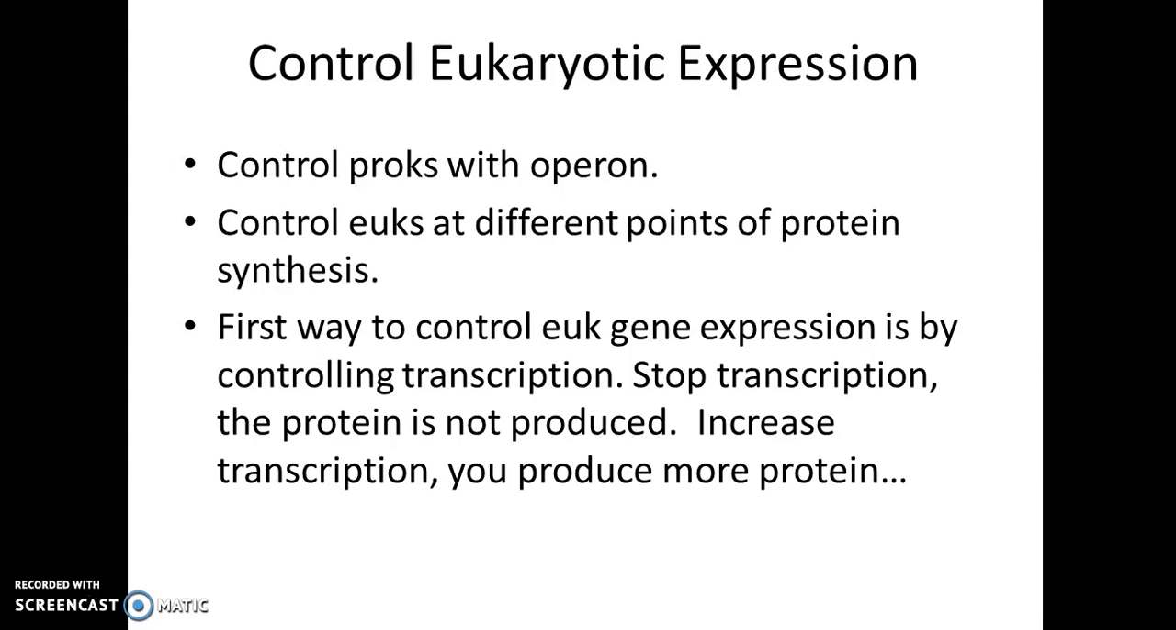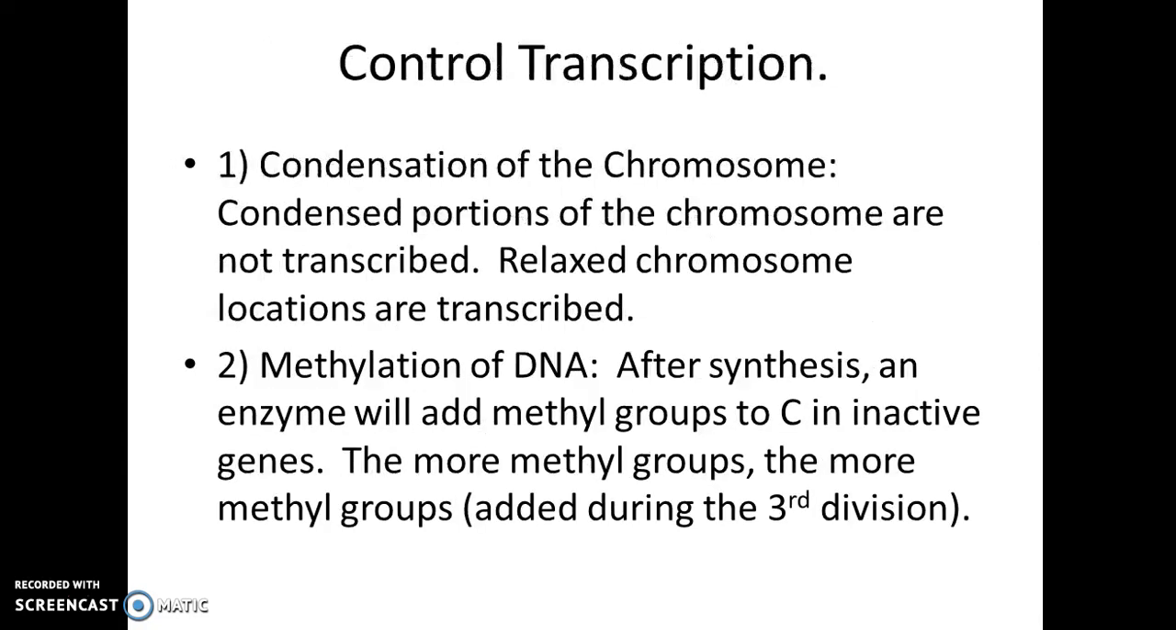So the first way to control gene expression is to control transcription. So if we stop transcription, the protein is not produced. If we increase transcription, more protein is produced. How can we control transcription? Oh, there are a bunch of different ways to control transcription. In prokaryotes, there's an operon.